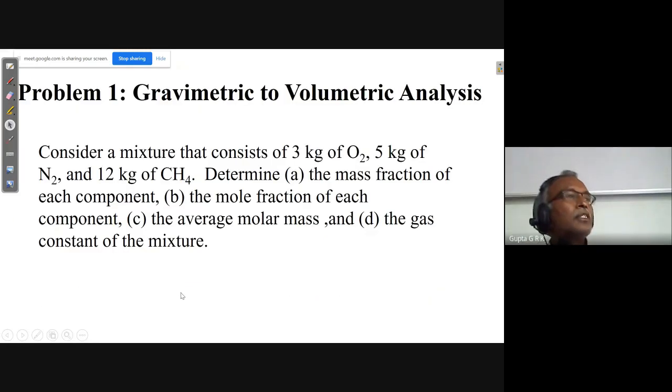And so if you see one or two problems we will see: consider a mixture that consists of 3 kg of oxygen, 5 kg of nitrogen, and 12 kg of CH4. Determine the mass fraction of each component. Okay, the total mass is 3 plus 5 plus 12, so total 20, and mass fractions will be 3/20, 5/20, and 12/20. And so like that we can do it.